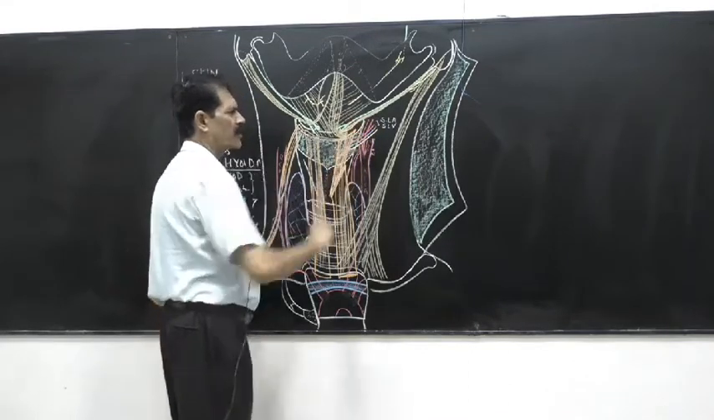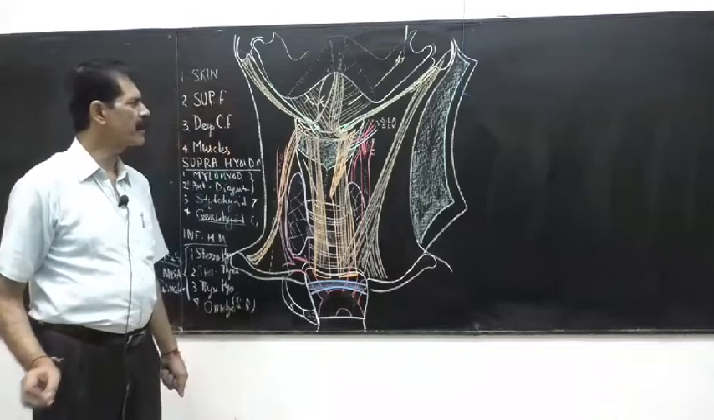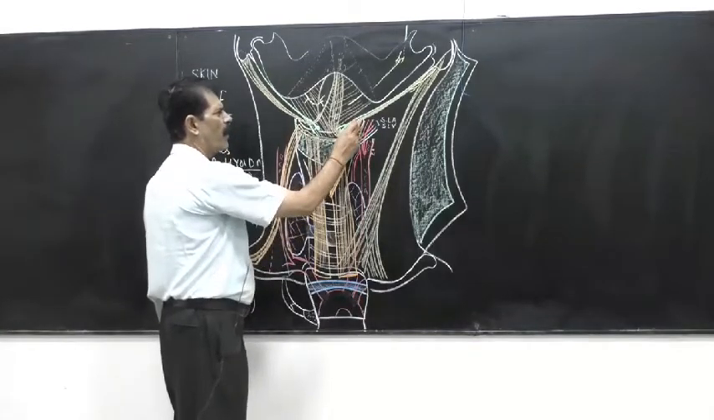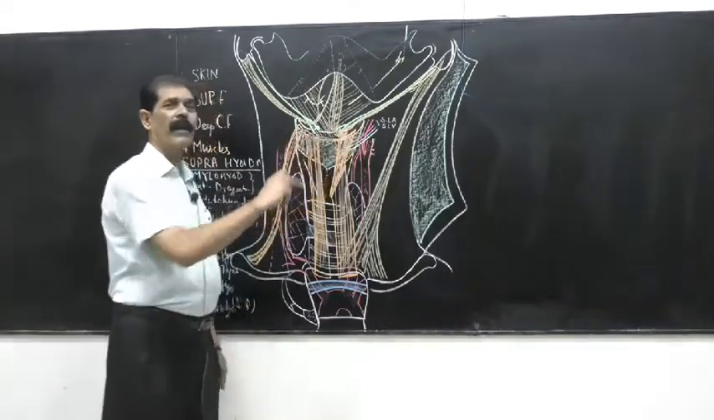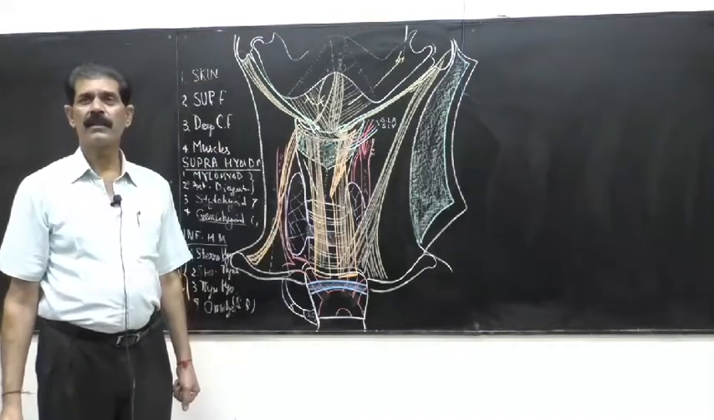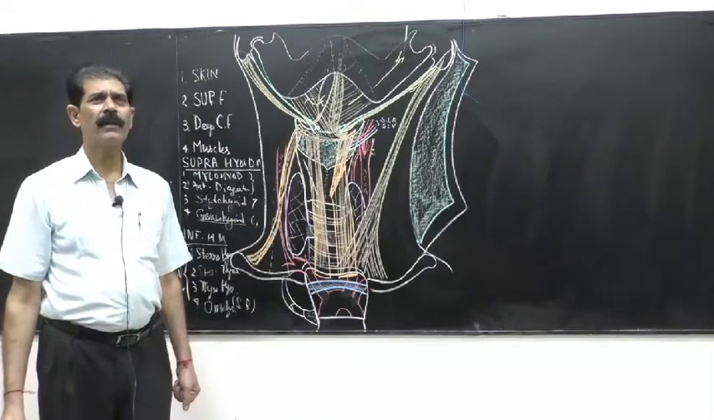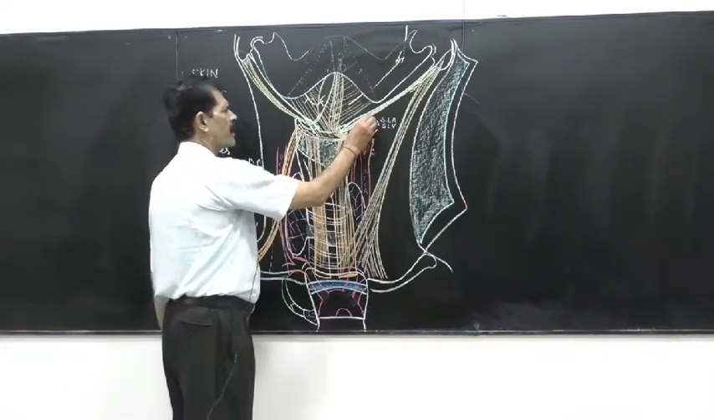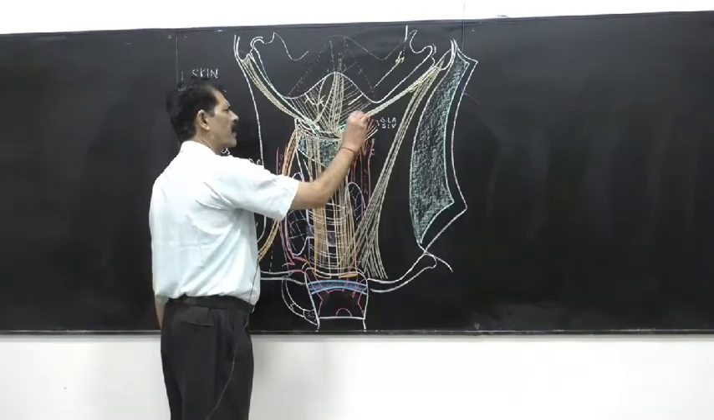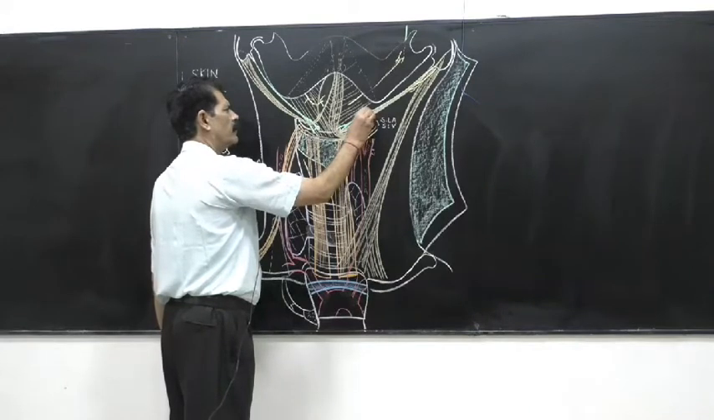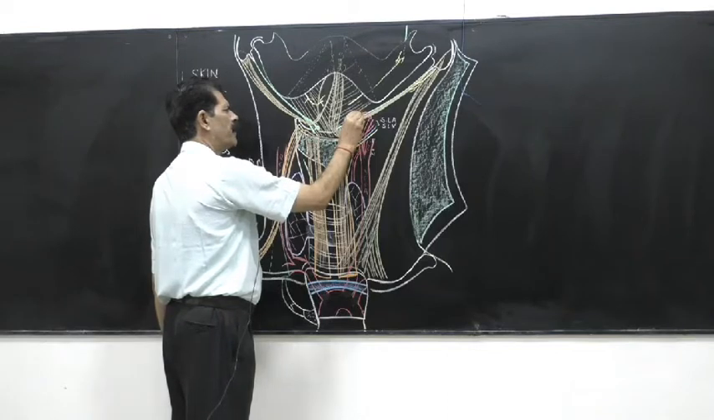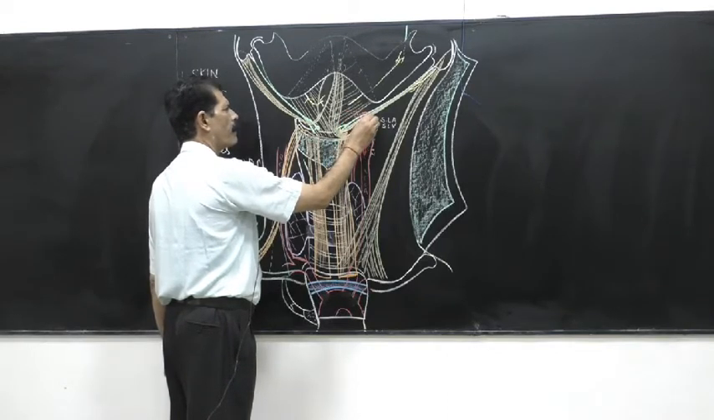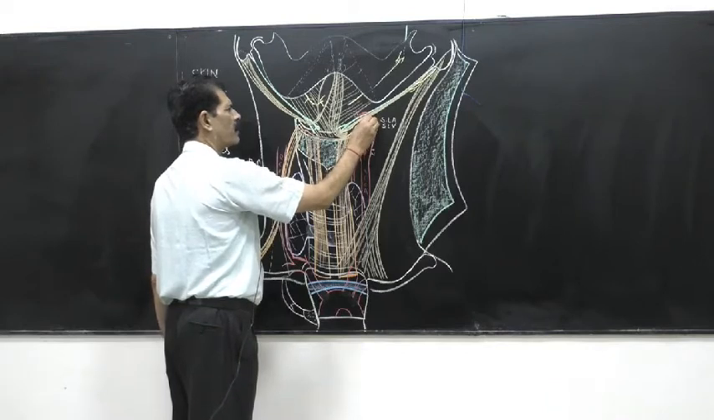The third branch arises at which level of the external carotid? At the tip of the greater cornu. And what is the name of the third branch? Made for the tongue, it is the lingual artery. It is a tortuous artery. The first loop of the lingual artery is here, just above the greater cornu. Then this artery goes deep to the mylohyoid muscle. This is the lingual artery.